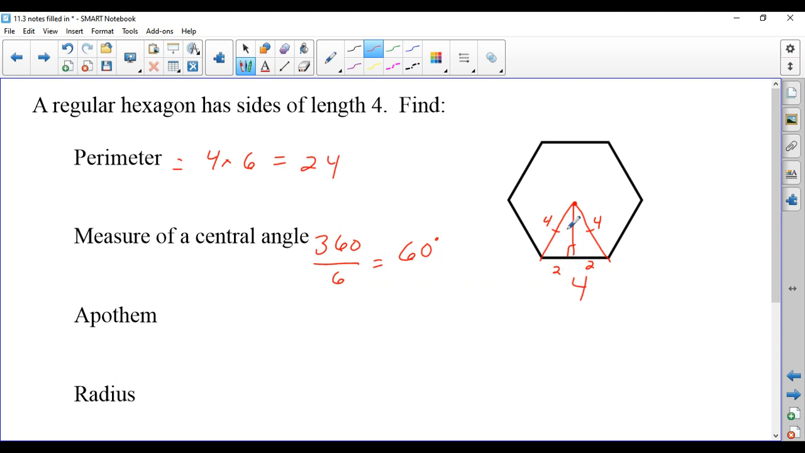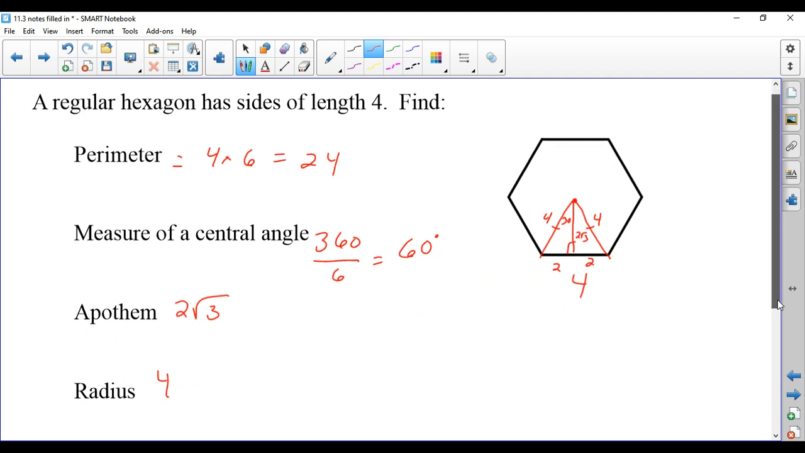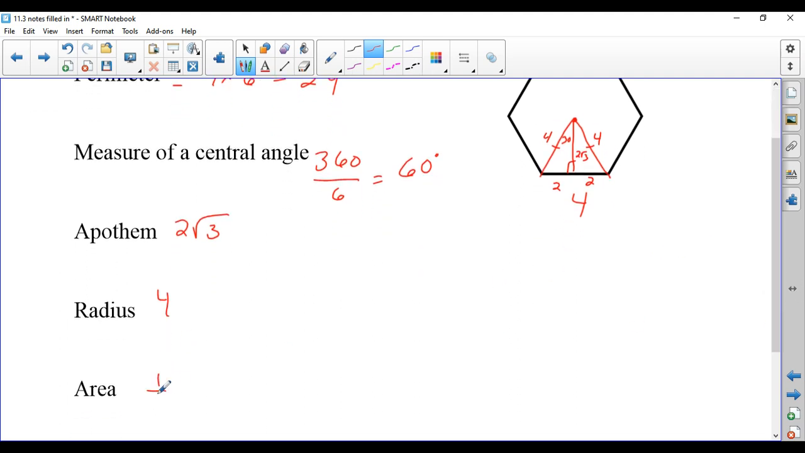The shorter leg is 2 because that's now opposite of the 30. Multiply by square root of 3 to get the longer leg. That's the apothem. The radius is 4. The area is 1/2 times the apothem times the perimeter. The 1/2 and the 2 cancel out, and we get 24 times the square root of 3. So for those 3 regular polygons, we can get exact values.